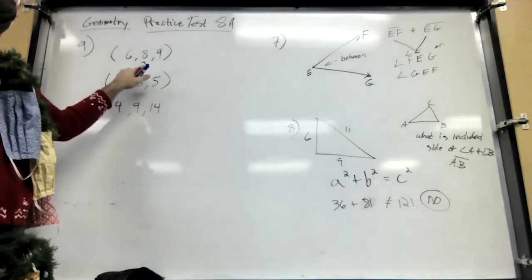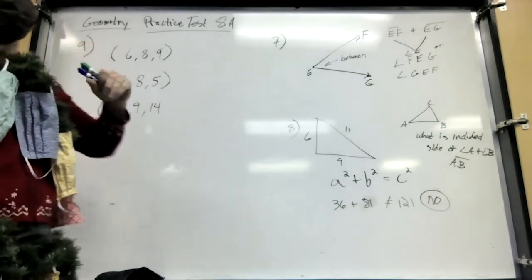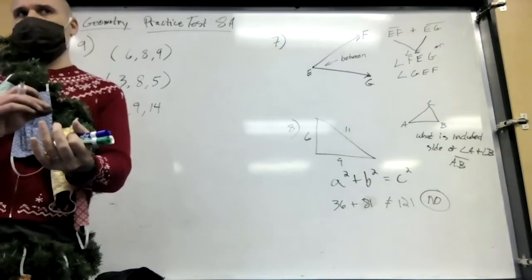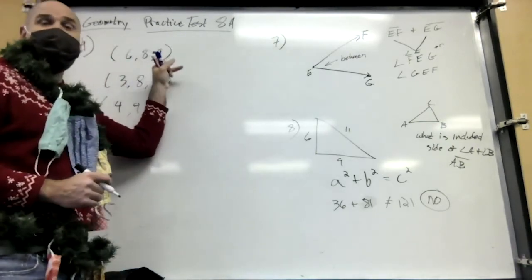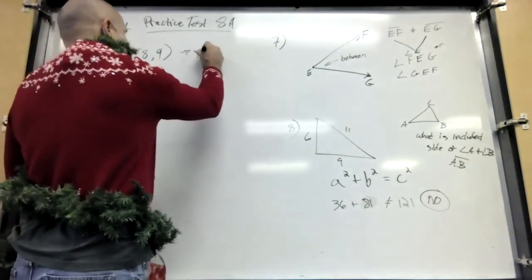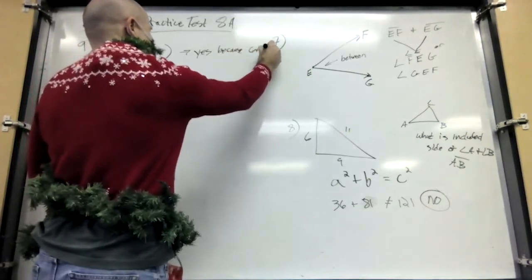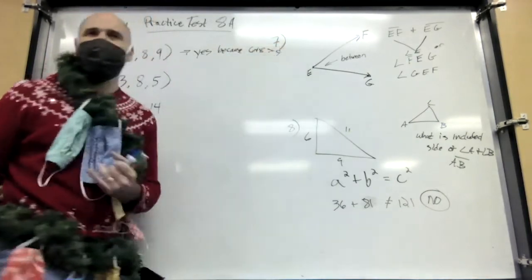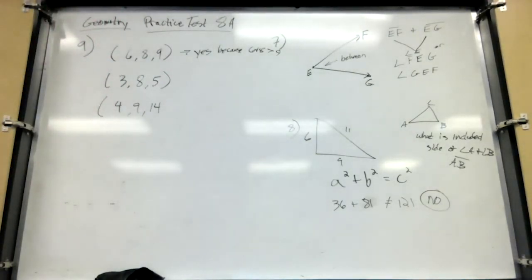If A plus B is more than C. A and B have to be the two shorter sides. So if 6 and 8 are more than 9, then it is. I'm going to say yes because 6 plus 8 is greater than 9. I just want you to know that's how I got that. I'm not just guessing yes or no.